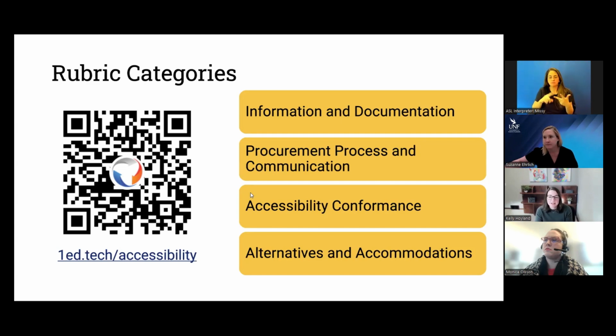The third area is around conformance. So looking at the existing accessibility standards in the market, which does it align to? Did they do a VPAT? Who completes the VPAT? How recently was it completed? All of those kinds of information.